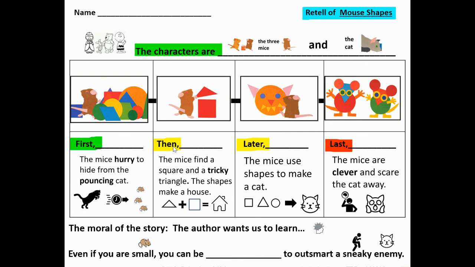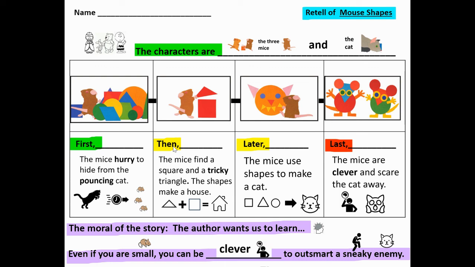So think, what is the moral of the story, or the lesson the author wants us to learn? What does the author want us to learn from this story? Well, even if you are small like the mouse, what can you be? You can be clever to outsmart a sneaky enemy like the cat.